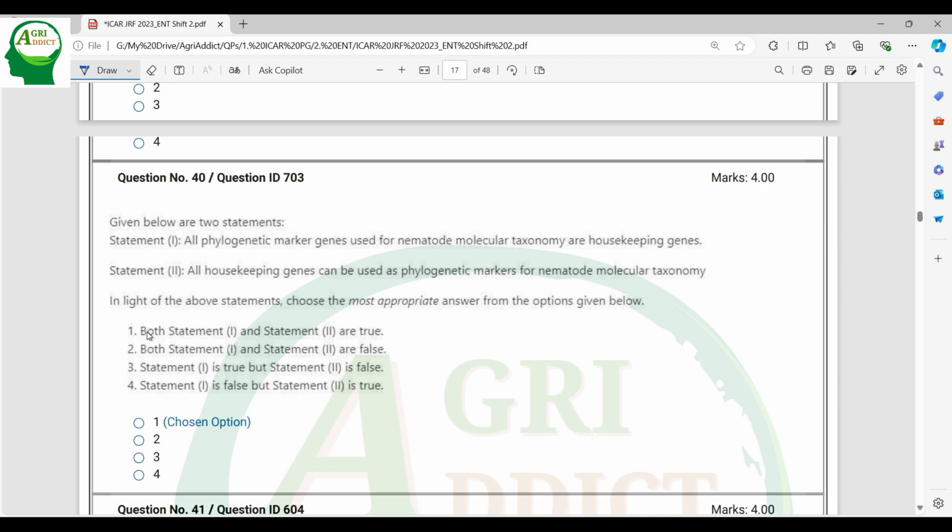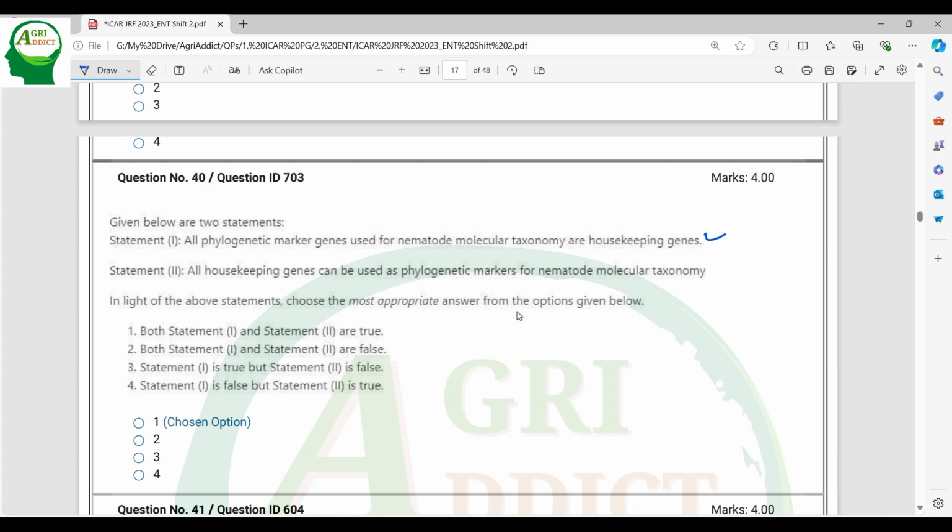Next question. Statement 1: all phylogenetic marker genes used for nematode molecular taxonomy are housekeeping genes. Yes, the phylogenetic markers that are mainly used for nematode molecular taxonomy are housekeeping genes. They fall into the category of housekeeping genes, but not all housekeeping genes are used as phylogenetic markers for molecular taxonomy of the nematodes.